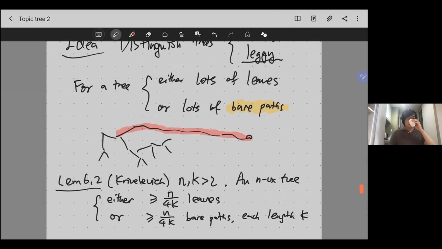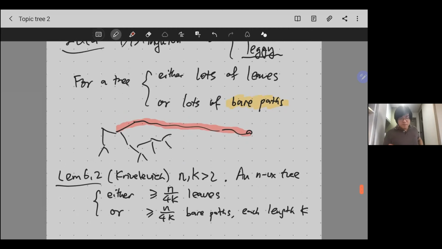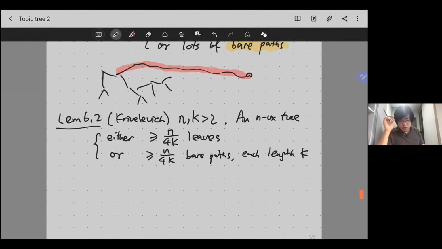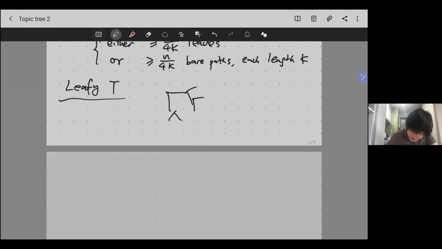Good. I will not prove this lemma. Now, how are we going to deal with these two different kinds of trees? The idea is also intuitive. For leafy trees, what do we know? We know that it has lots of leaves. Then what we do is remove these lots of leaves.